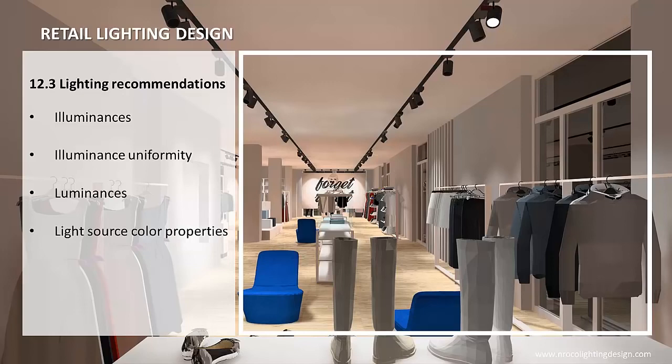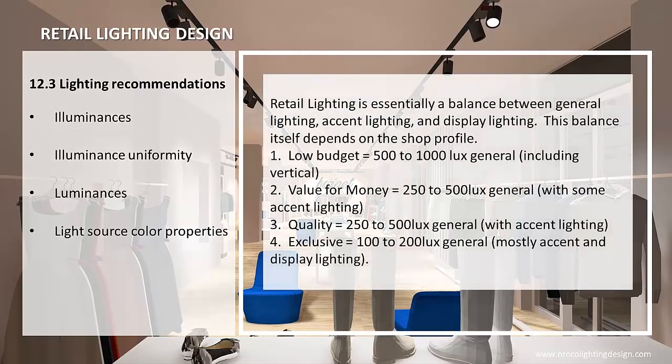For low-budget shops, where there is no accent or display lighting, the average illuminance should be in the range of 500 to 1000 lux. This illuminance should be provided on the merchandise. For a supermarket, this means on the vertical faces of the shelves. For a shop with an exclusive profile, which means the widespread use of accent and display lighting, the average general lighting illuminance should be in the range of 100 to 200 lux.